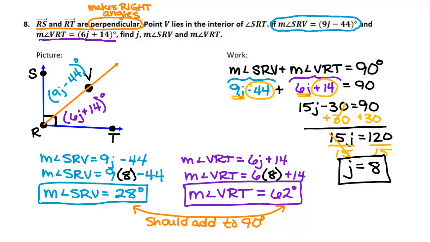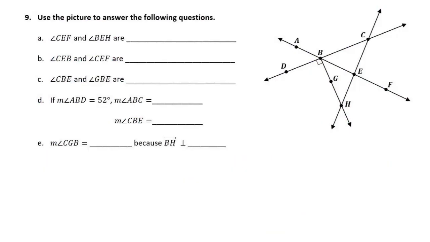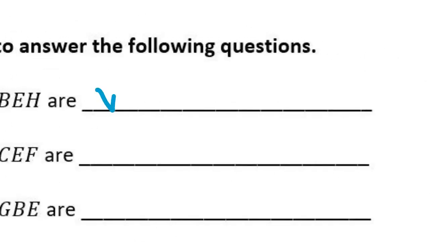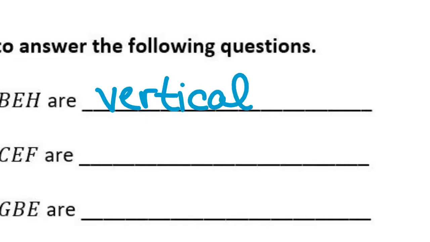All right. Let's look down at number 9. Use the picture to answer the following questions. Angle CEF, this angle right here, and angle BEH, this angle right here, are what type of angles? Vertical. These are vertical angles. When they're on opposite sides of the X, they're vertical angles. That's okay. We're still learning them.